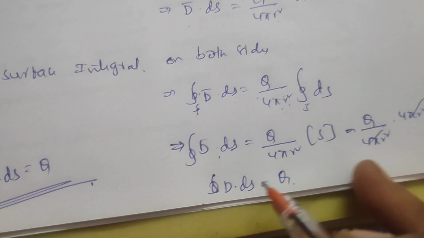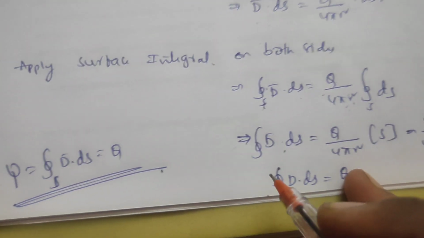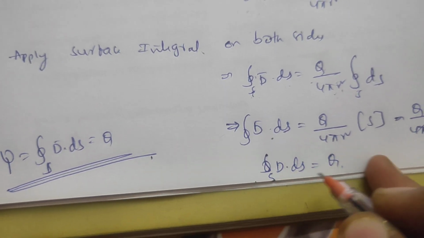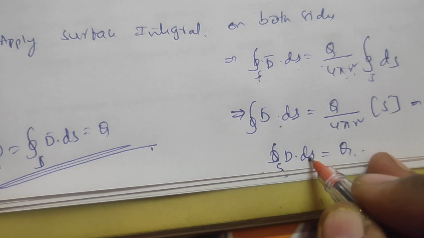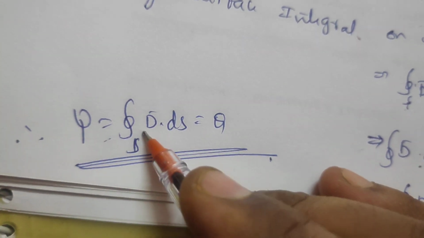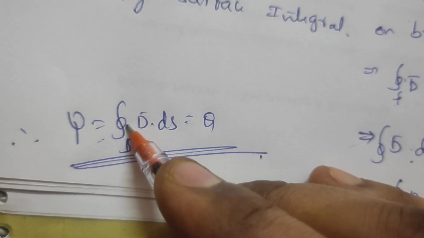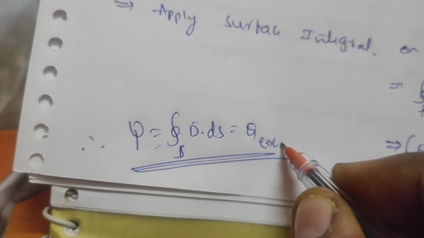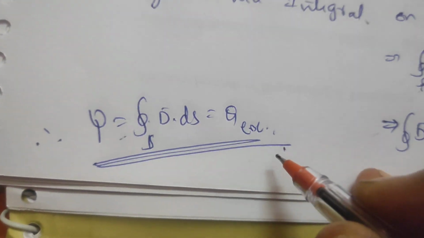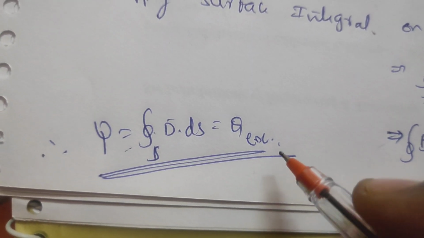By canceling this out, we get the surface integral of D dot ds equal to the charge enclosed by that surface. This is equal to the net flux. Therefore the net flux passing through any closed surface should be equal to the charge enclosed by that surface. Okay, this is the proof of Gauss's law. Thank you.